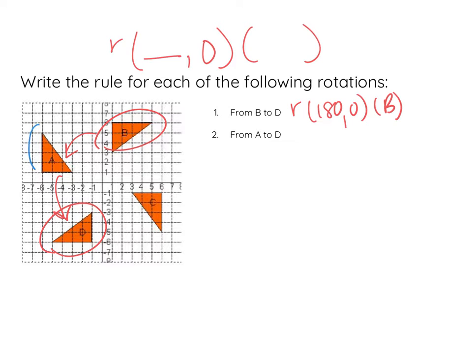If I'm looking from A to D, I'm only going one quadrant, so that would be 90 degrees. So my notation would be lowercase r, 90, O for origin, because again, that's our center of rotation, and then I'm rotating shape A. So when you're writing the rule for the rotations, you're just going to count how many quadrants it moves. Each quadrant is 90 degrees.